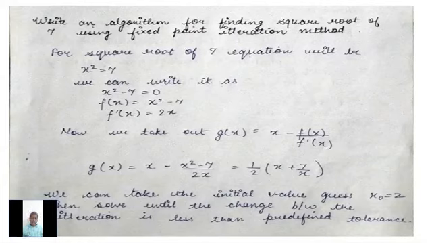So, for the square root of 7, the equation will be x squared equals 7. We can also write it as x squared minus 7 equals 0, for f(x) equals x squared minus 7. So f'(x) will be 2x.